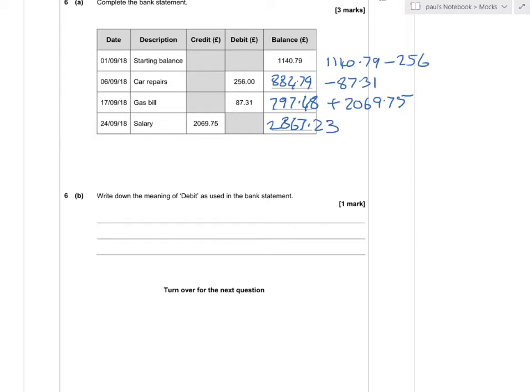And what's the meaning of debit? The meaning of debit used in the bank statements is it's money going out or spent. That's what that means.